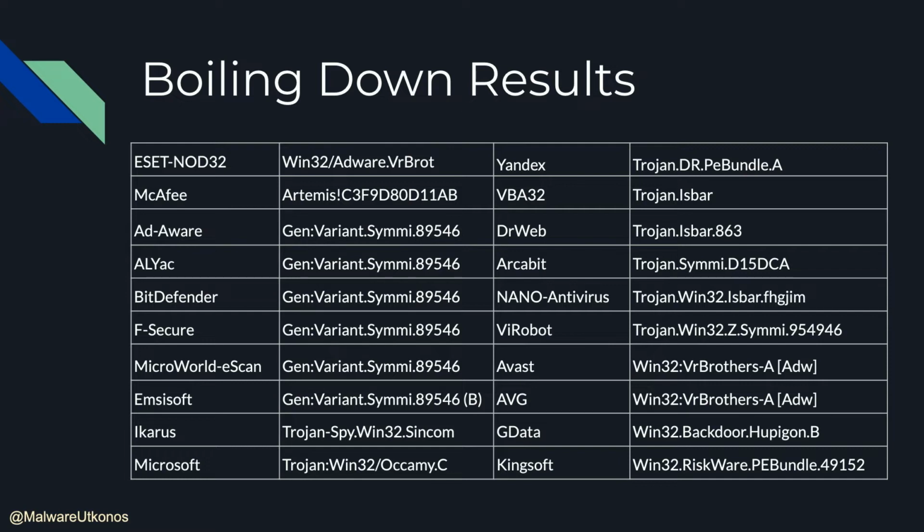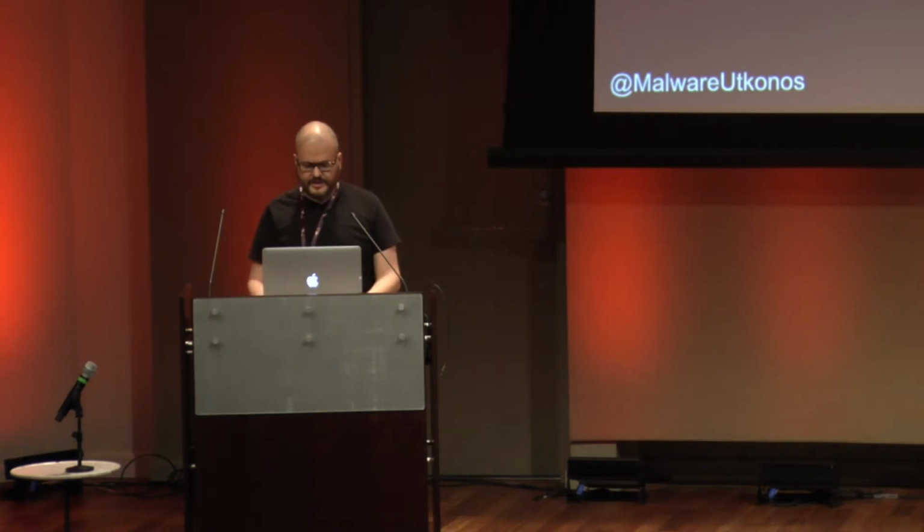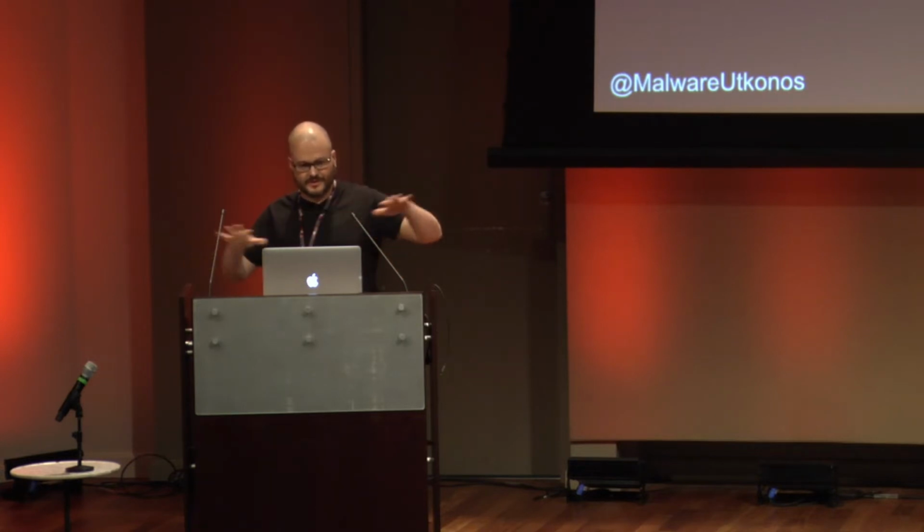And you'll notice that this is not the full list of AV scanners that this was submitted to, because one of the first things you need to do is just remove all of the clearly generic results. If it says something like generic, toss it, because it's not really identifying something for you. Even if it has one of those unintelligible numbers at the end, you don't know what that means, so toss all that out. Also, be careful about some of the sneaky generic results. If it says it's Zeus, it's probably not Zeus.